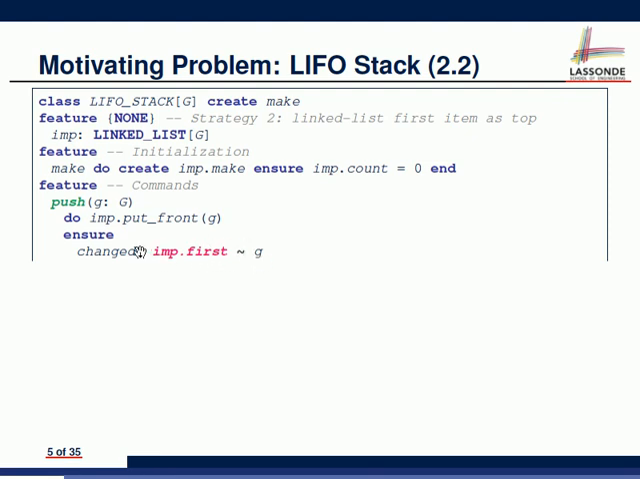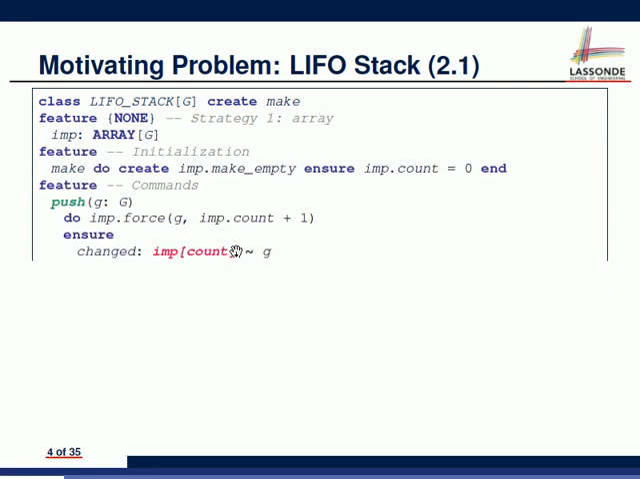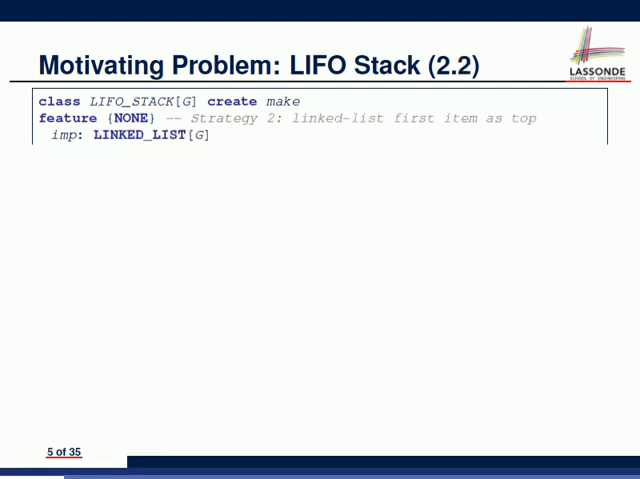Okay, one more thing to show you. You can see imp.first is equal to G, as opposed to the previous one, where you'll see imp at position count is equal to G. So they're different. Even though they're trying to specify the same thing abstractly, that the top of the stack has become G, because of the implementation strategy that's different, you're going to say it differently. Which is not very convenient. Why can you not say the same thing in the same way? Why do you have to change the way you say things just because the strategy is different? That's kind of the insight, which I'll summarize in just a moment.